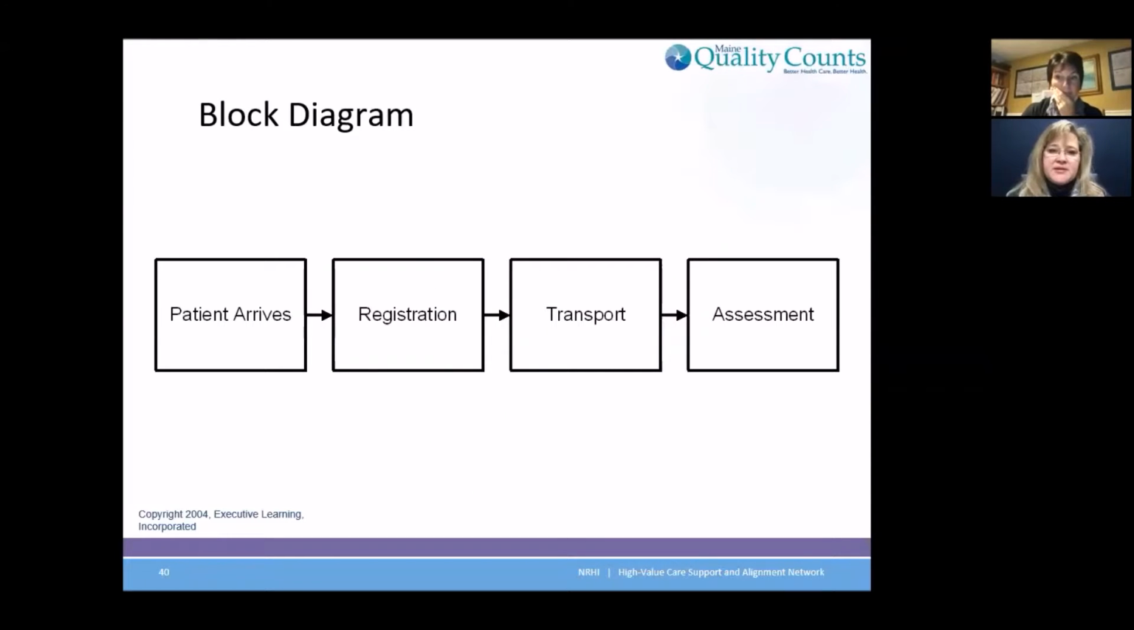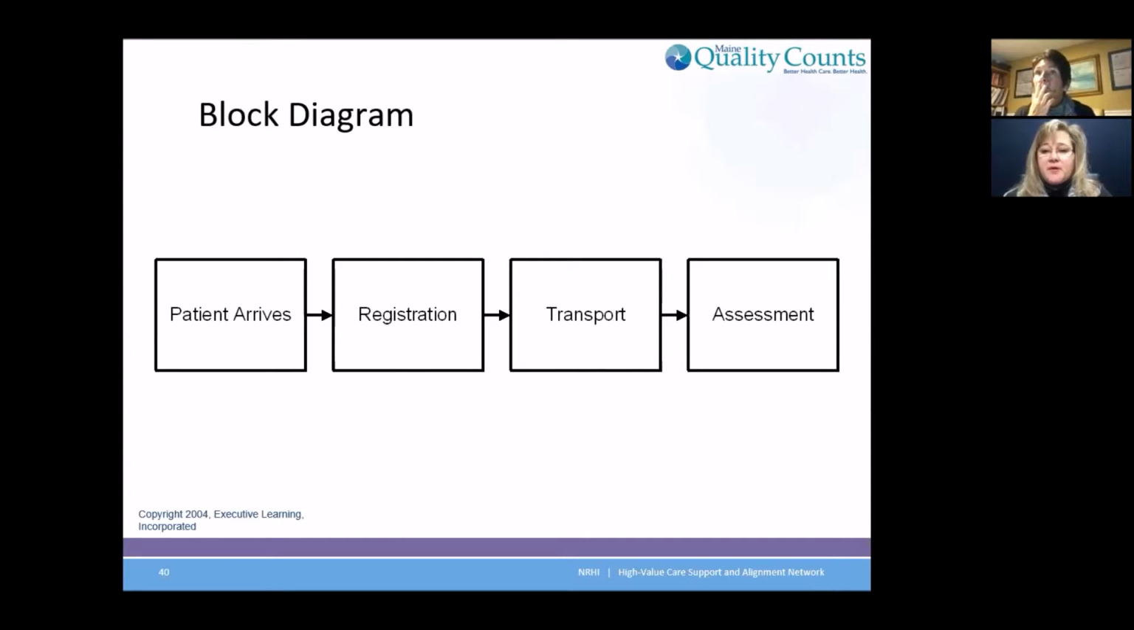You can also have block diagrams, very simplistic, but they also help organize your thoughts. I usually find that when you're starting to process map something, you'll have these big, I call them buckets, however you want to refer to them. And then from there, you'll do that deeper dive. So for this, we're just looking at a basic piece where the patient arrives, we register them, transport them, do they need help getting to where they need to go, and what's within that, and then the assessment.